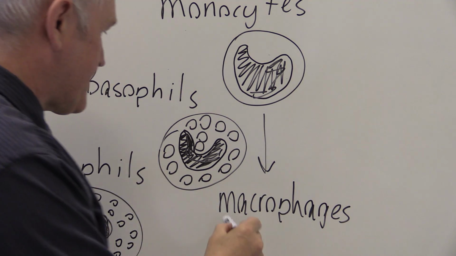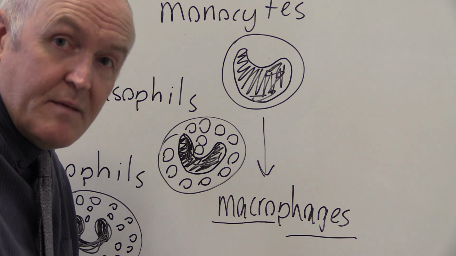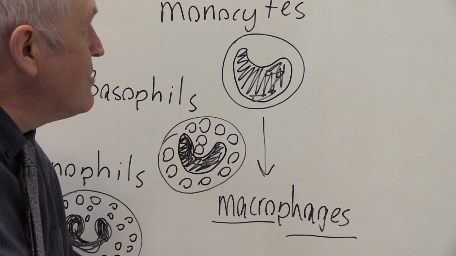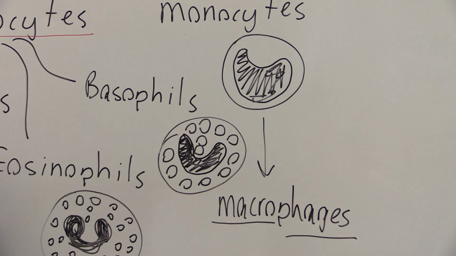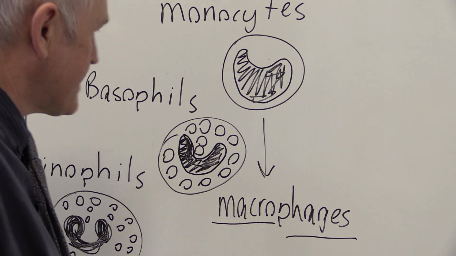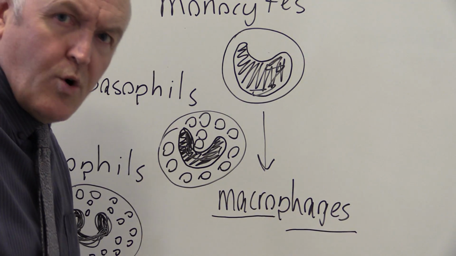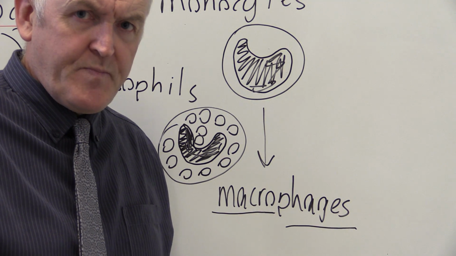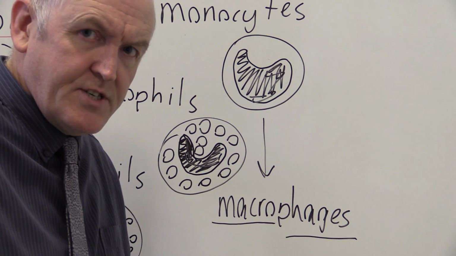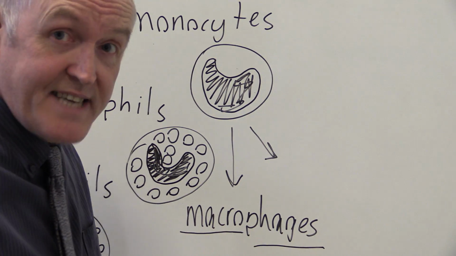Now, macro means big. Phage means to eat. These are the big eaters. They will phagocytose bacteria. They will phagocytose dead tissue cells. And they will also release numerous cytokines, chemical messengers released by the macrophages that coordinate processes such as inflammation and wound healing. So absolutely vital that there are these macrophages in the tissues. And we also now know that monocytes can differentiate into dendritic cells.